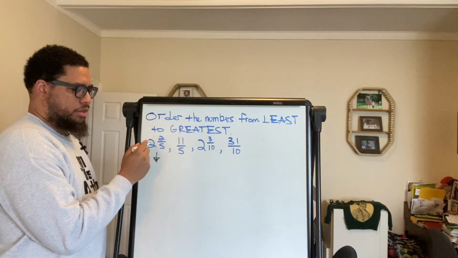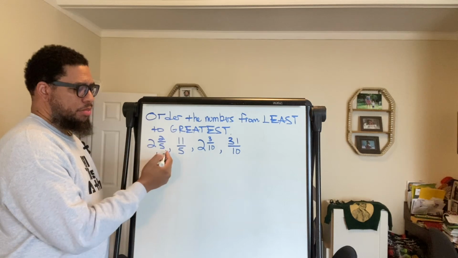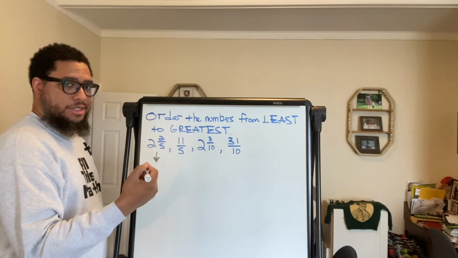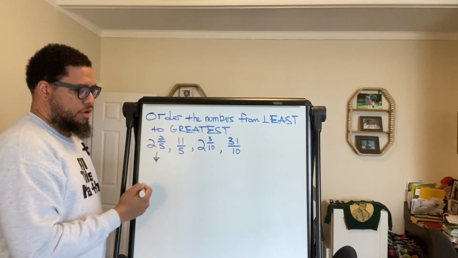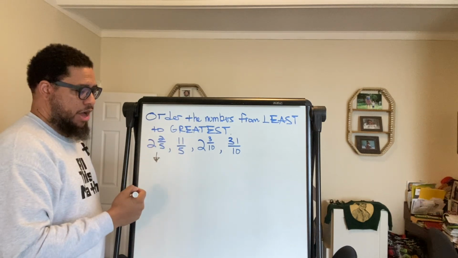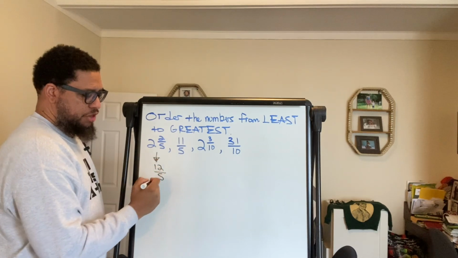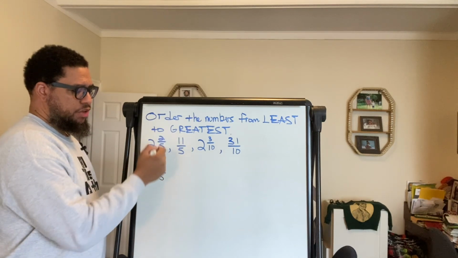You take the whole number. It's like a quick little algorithm. Take the whole number, multiply by the denominator. That's 2 times 5. That's 10. Take that 10, add it to the numerator. That's 2. 10 plus 2 is 12. Then you keep the denominator, 5. So this is the same thing as 12/5. How many fifths? 12/5. 2 and 2/5 is the same thing as 12/5.